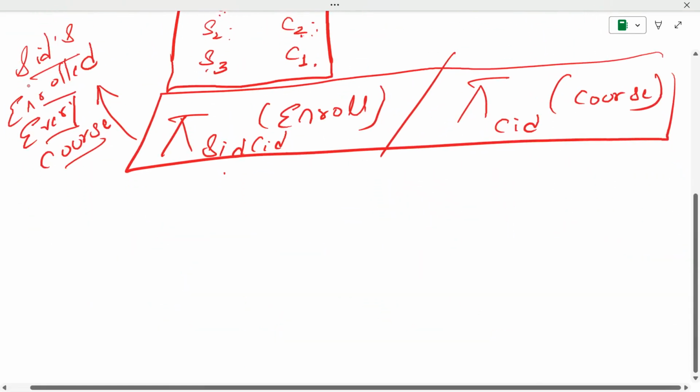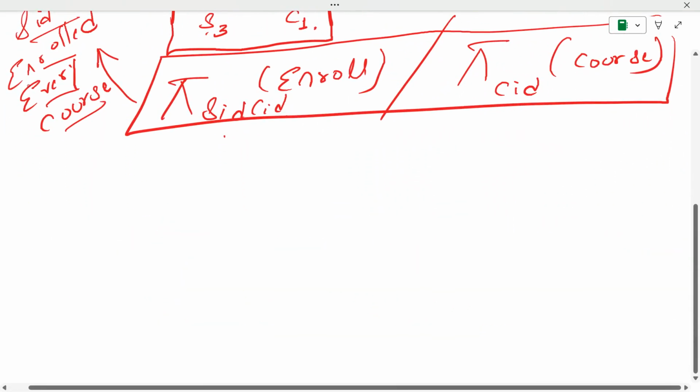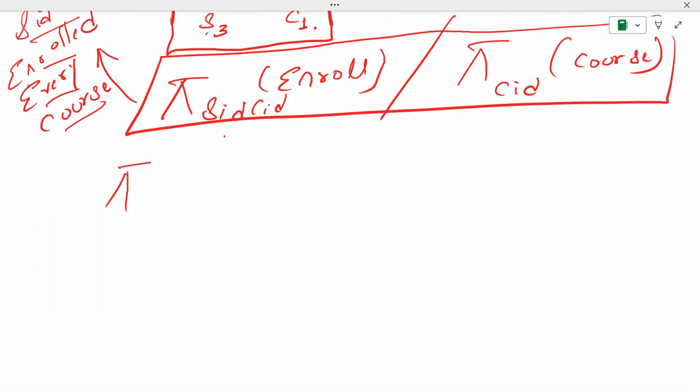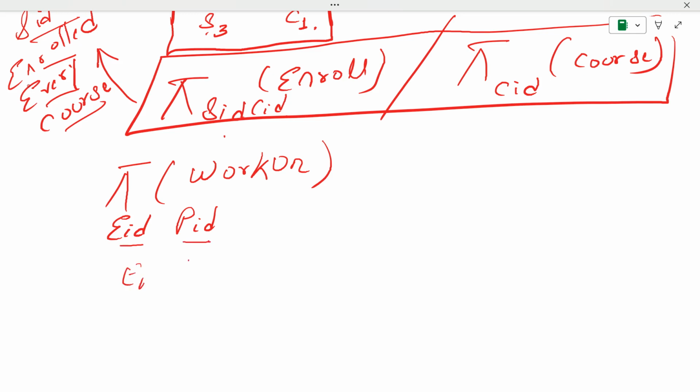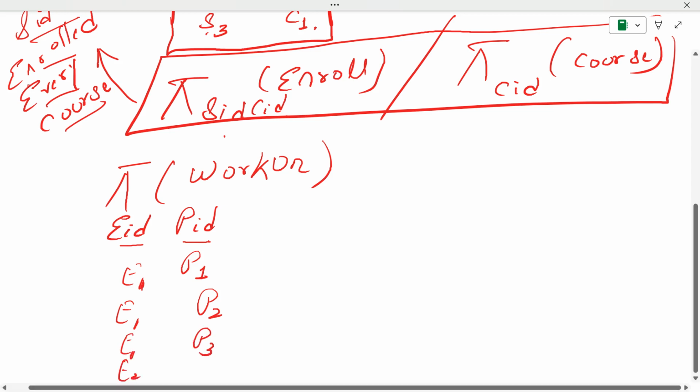Similarly, let's say we have a project, like works on, and we have PID. Each employee is associated with a particular project ID. So we have a table called works on, and there we have two fields, EID and PID. EID indicates employee ID and PID indicates project ID. Each employee is working on some project, like E1 working on P1, E1 working on P2, then E1 working on P3, and then say we have E2 working on P1.